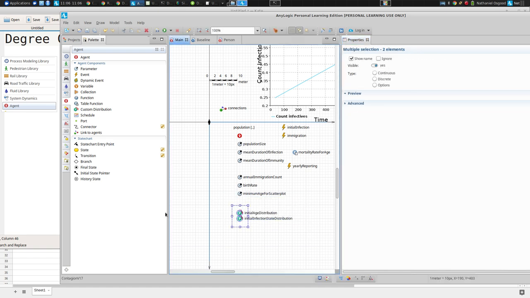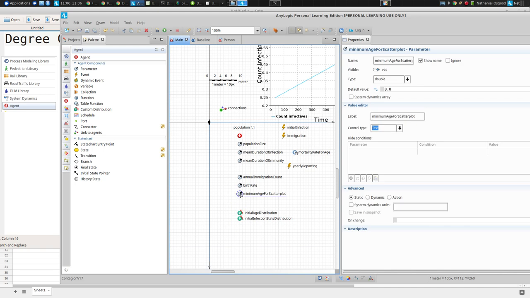Maybe we'll add a maximum age for scatter plot? Hey, that's nice. If I click on this and I drag with the left button held down and I drop, it copies it. And then I don't have to retype that long name. I can just change it from min to max at the beginning and get rid of the one at the end. Ooh, that's great.